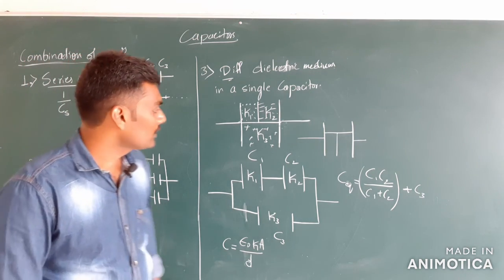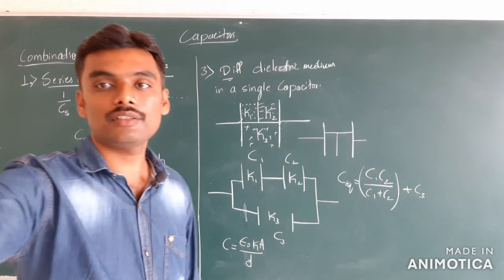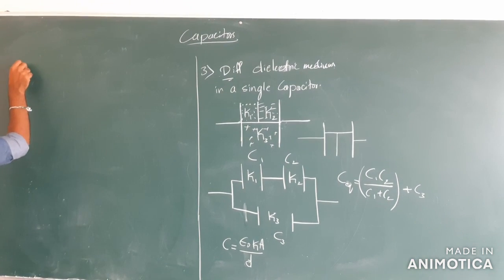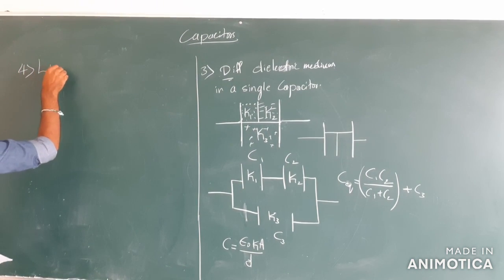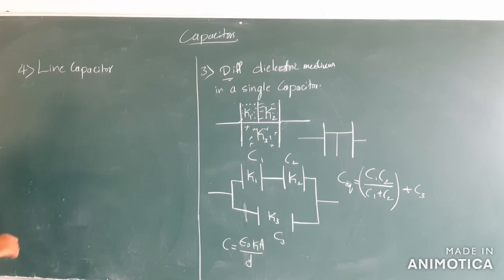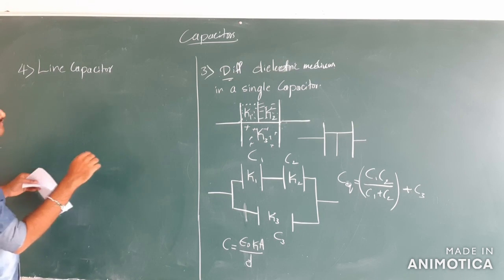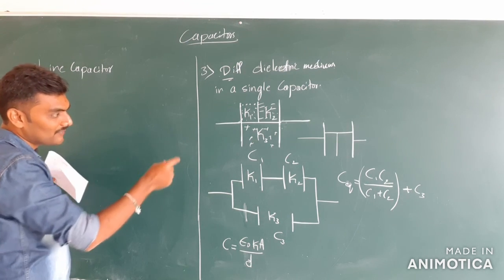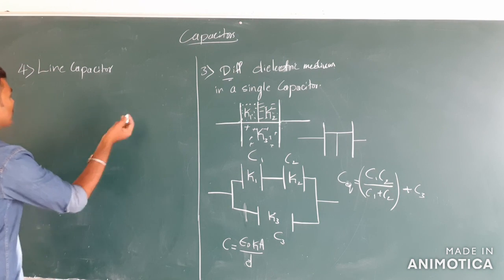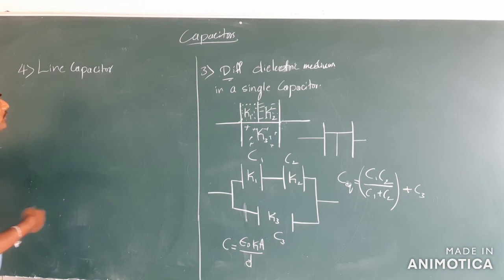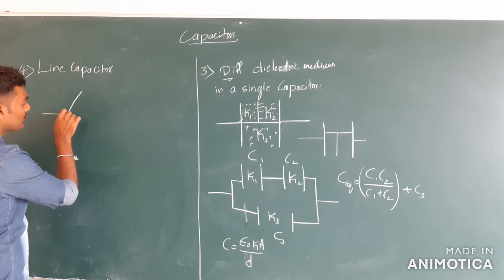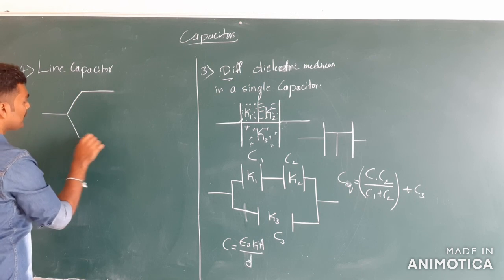Now we shall look for the other way of complex combination. The next kind of complex combination is the line capacitor. Line capacitor means they will not give you the exact parallel plate capacitor. Instead, they will give you the combination of lines. Again, I will explain this with an example. So, if I have a circuit given to solve like this.